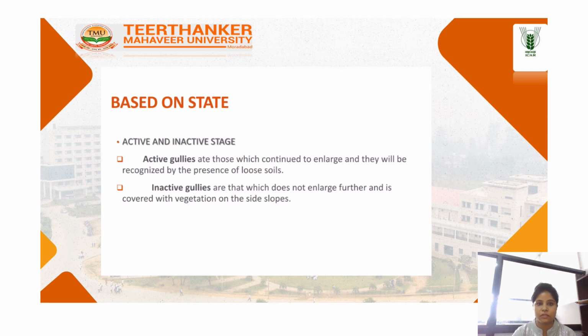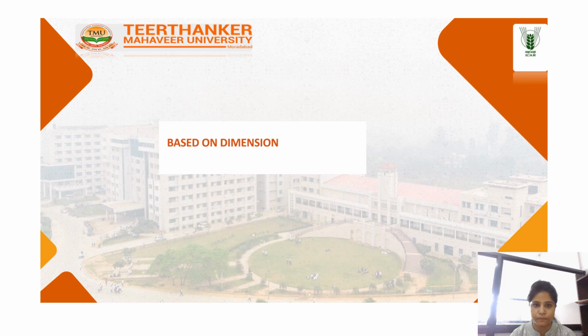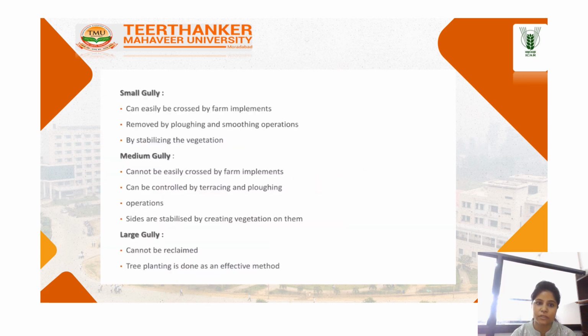There are states of gully, like active gully and inactive gully. Active gullies continue to enlarge. They can be recognized by the presence of loose soil. Inactive gullies do not enlarge further and are covered by vegetation on the side slopes. Based on dimensions, there are small gullies, medium gullies, and large gullies.